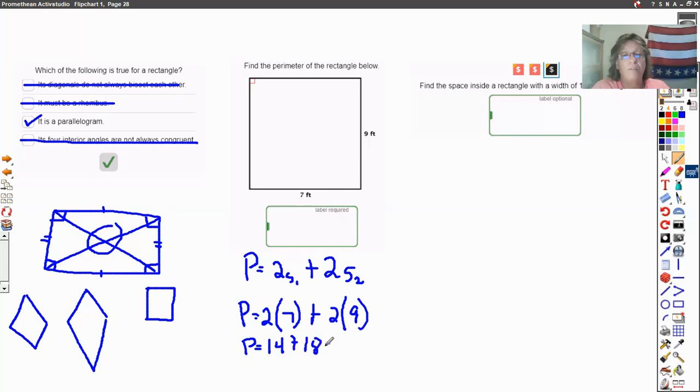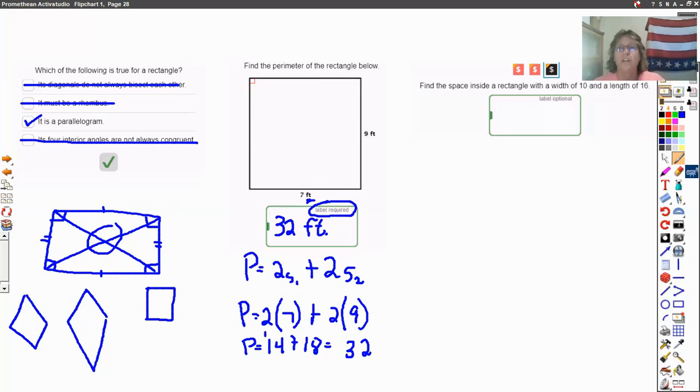And when I add those two together, well, 8 plus 4 is 12. So I'll put down the 2, carry the 1. 1 plus 1 plus 1 is 3. And then I have to use the unit of measure. It says label required, so I must write feet or I will get it wrong. So the perimeter is 32 feet. If I was to measure that all the way around, that's what I would get. 7 plus 9 is 16. Plus 9 more is 25, plus 7 more is 32.